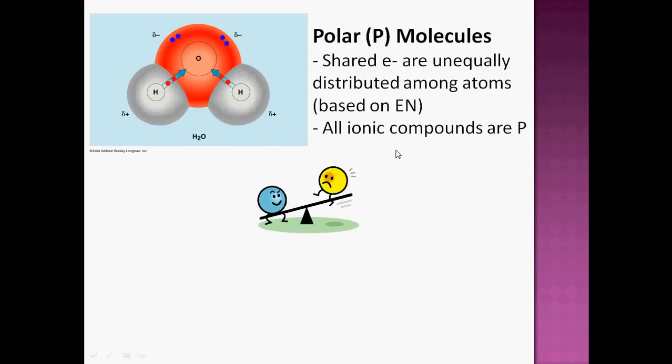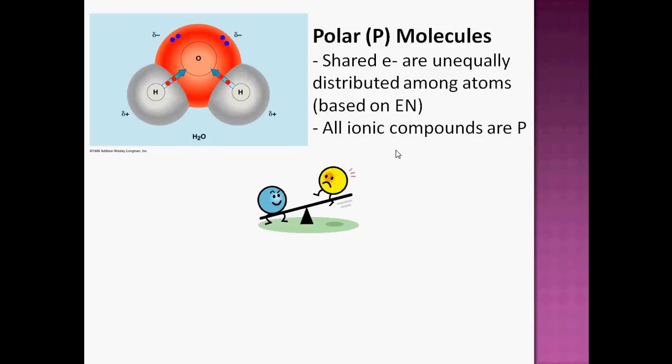Okay. Now, a key thing to know is that all ionic compounds are going to be polar, because again, an ionic compound is just one where there's a huge electronegativity difference between our two atoms. One atom is totally hogging the electrons, and the other atom is basically giving them up. All right, so that means any ionic compound that we've got is automatically polar, automatically an uneven distribution of those shared electrons.